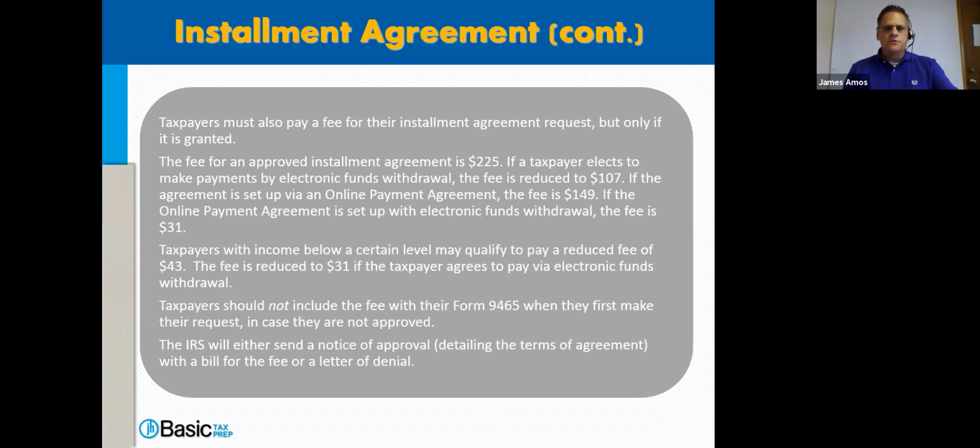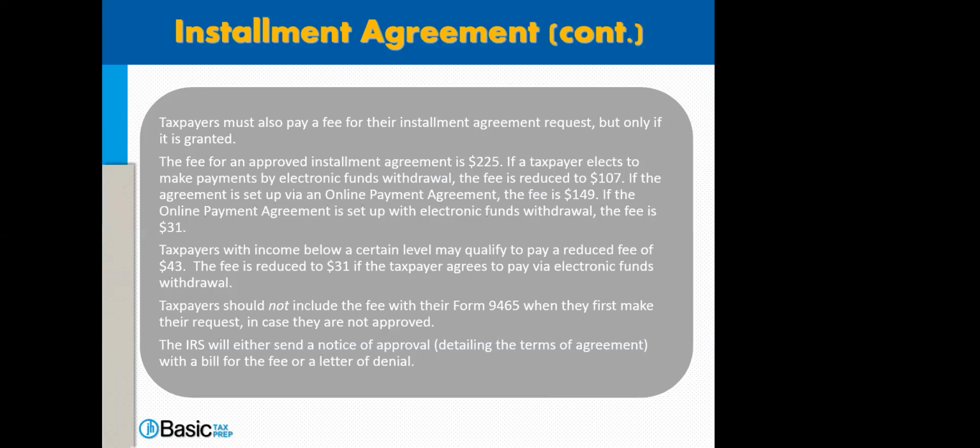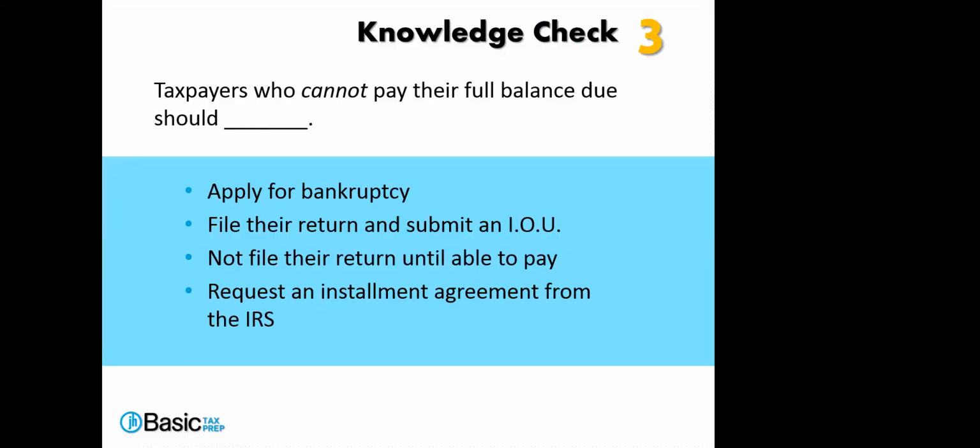When people get into trouble is when they don't file their returns and they ignore what they owe. If they file that return and then contact the IRS to set up an installment agreement, the IRS will work with them. So any questions about that before we go into a knowledge check there, Noemi? No. Okay. Yeah, that's pretty straightforward.